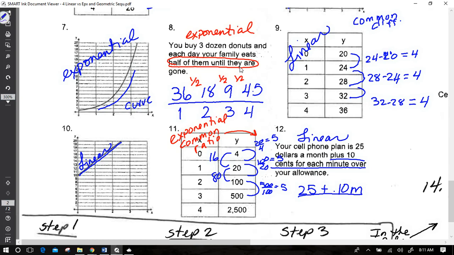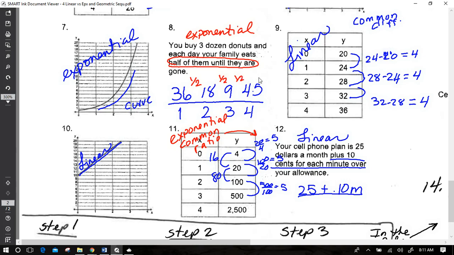So this is being multiplied by 1/2 each day. It's not a common difference, it is a common ratio. Remember, a ratio can be represented as a fraction. So number 8 was exponential. All right.